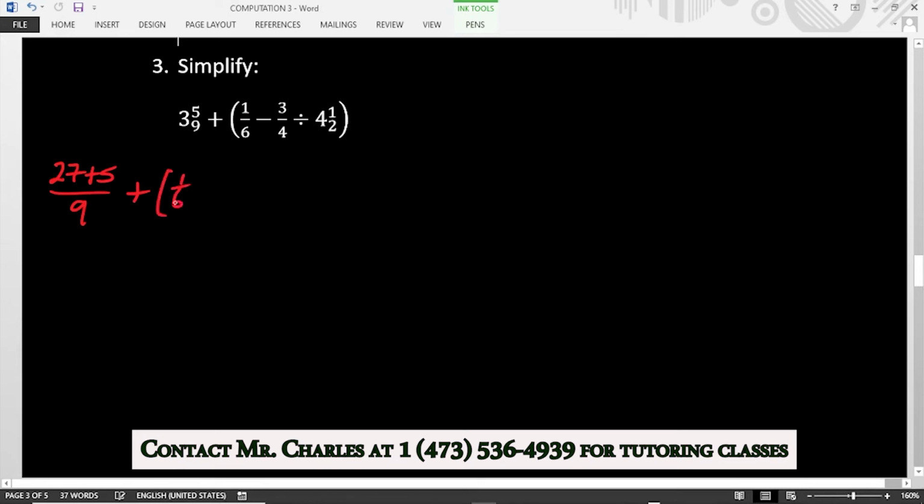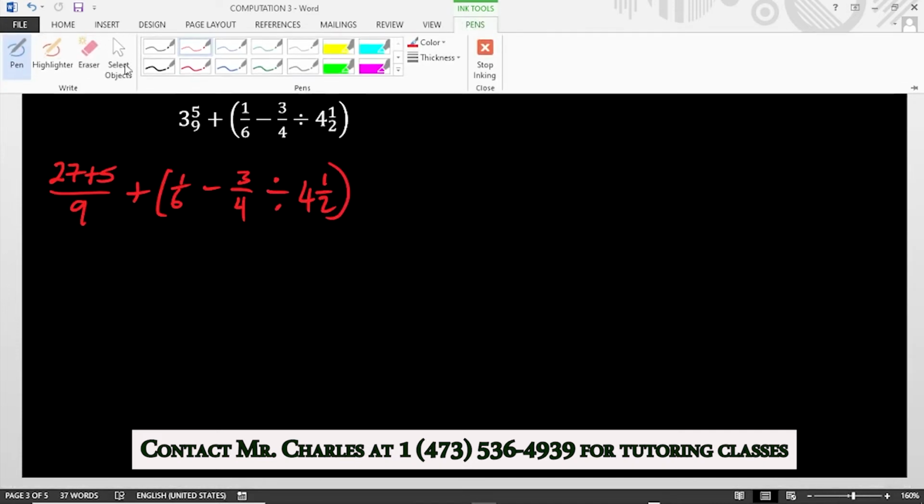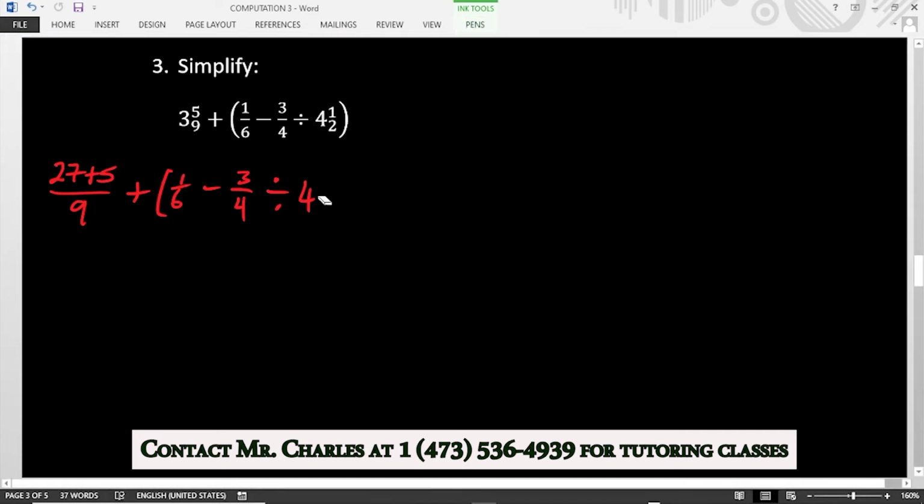1 over 6 minus 3 over 4, divided by 4.5. The 4.5 we have to convert to an improper fraction as well. So 2 4s are 8 and 1 is 9 over 2.